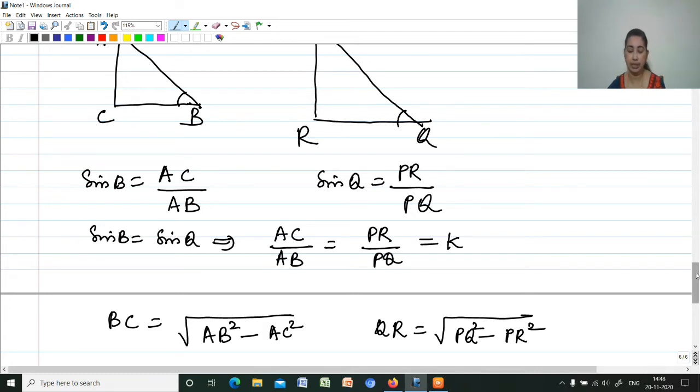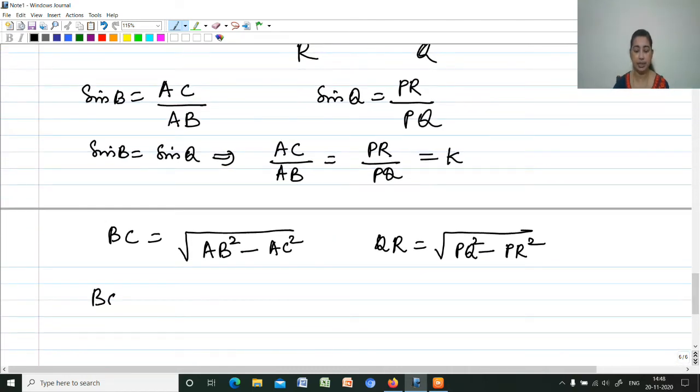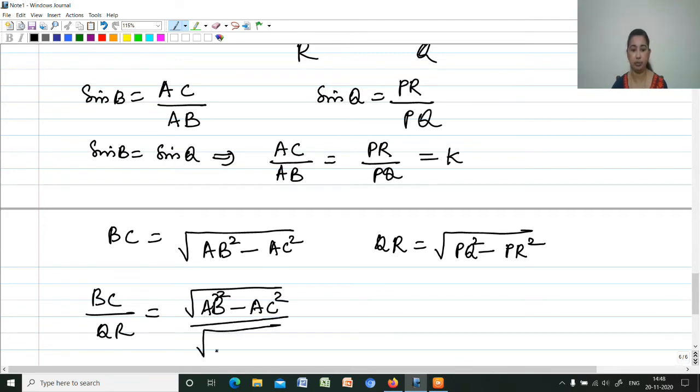So now what is BC by QR? BC by QR is equal to root of AB square minus AC square divided by root of PQ square minus PR square, and that is equal to root of, instead of AB we can write it as from here AC, and AC by AB is equal to PR by PQ is equal to K. So what can we write instead of AB? AB is the same as K times PQ.